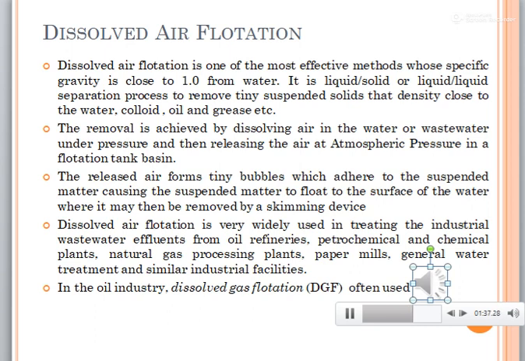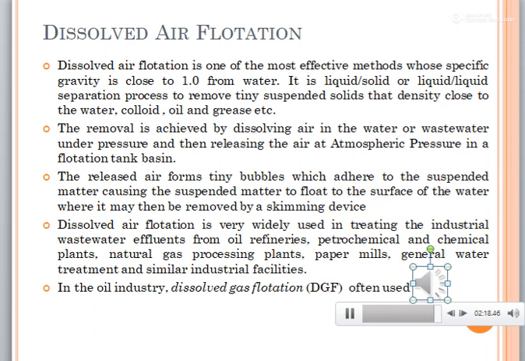The removal is achieved by dissolving air in the water or wastewater under pressure and then releasing the air at atmospheric pressure in a flotation tank or basin. The released air forms teeny bubbles which adhere to the suspended matter, causing it to float on the surface of the water, where it may be removed by a skimming device. Dissolved air flotation is widely used in treating industrial wastewater effluent from oil refineries, petrochemical and chemical plants, natural gas processing plants, paper mills, general water treatment and similar industrial facilities.